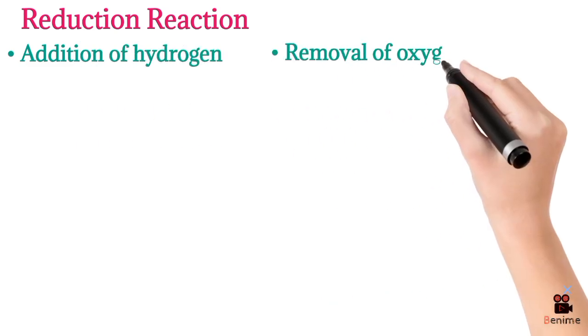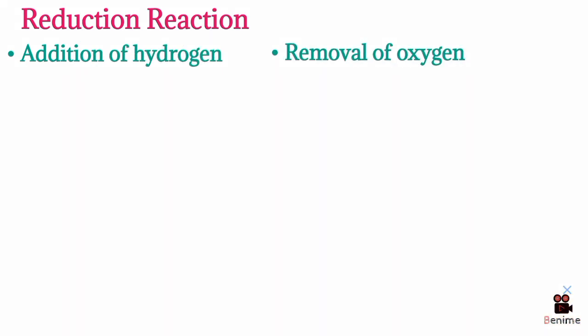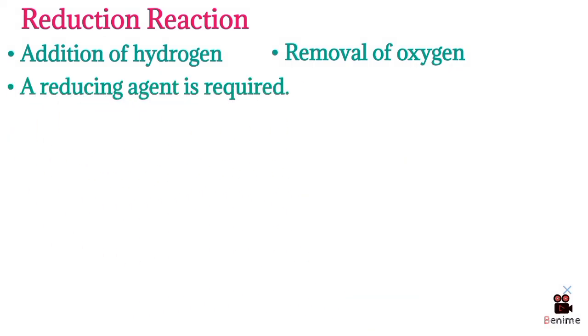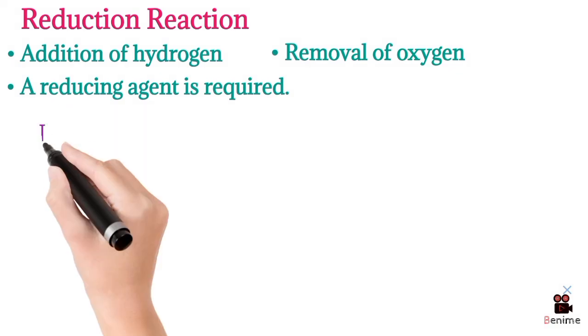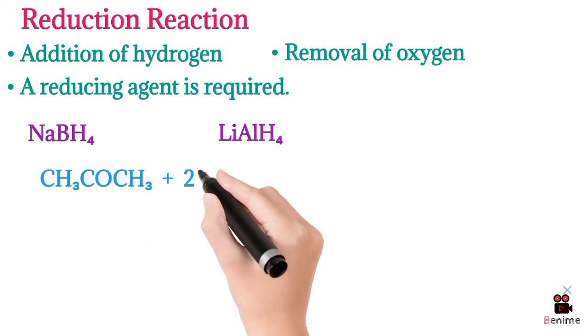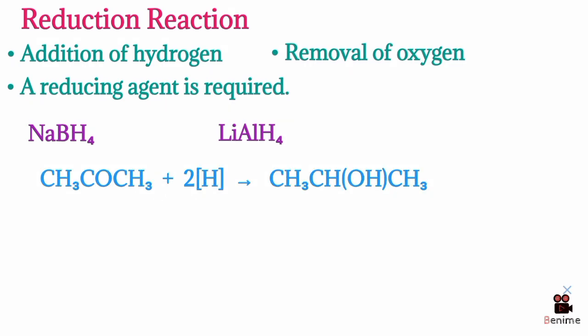Reduction reaction. Reduction reaction is opposite of oxidation reaction. Reduction involves addition of hydrogen or removal of oxygen. Conditions necessary for reduction reaction. A reducing agent is required. Reducing agents supply hydrogen. Common reducing agents include sodium tetrahydridoborate and lithium aluminium hydride. Example of reduction reaction. The reaction is CH3COCH3 plus 2 hydrogen gives CH3CH(OH)CH3.